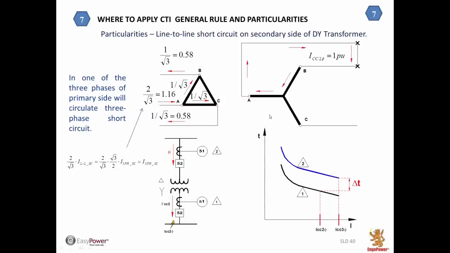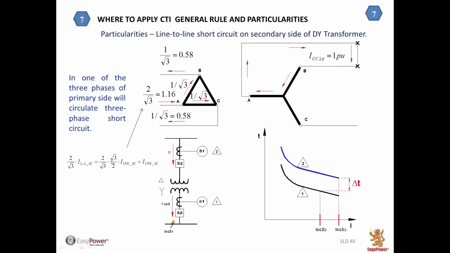Another case, a particular case very interesting, is that when you have a delta-Y transformer and a line-to-line fault is applied to the secondary side. When this happens, on the primary side, we are going to have 1 divided by root 3 in one winding and on the other winding. This means that in the incoming winding, we are going to have 2 times the value of the one winding. But this means also that we have 2 divided by root 3 times the line-to-line short circuit.